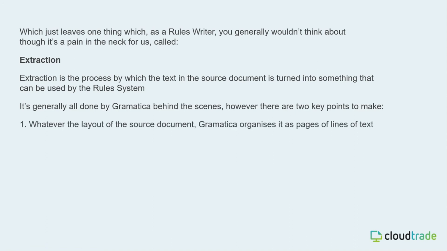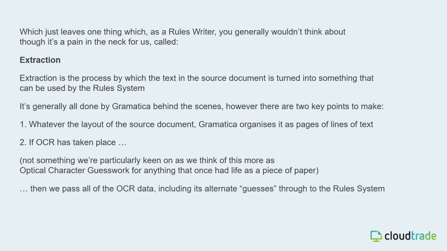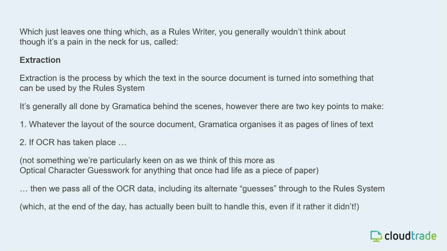Whatever the layout of the source, Grammaria organizes it as pages of lines of text, and if OCR has taken place, which we generally don't recommend because we think of it more as optical character guesswork, then we pass all the OCR data, including its alternate guesses, through to the rule system, which at the end of the day has actually been built to handle those alternatives, even if it rather didn't. And that's it. With all of that done, the rule system is ready to roll.